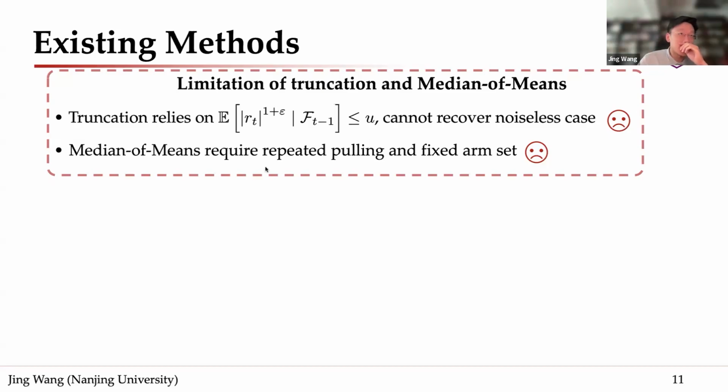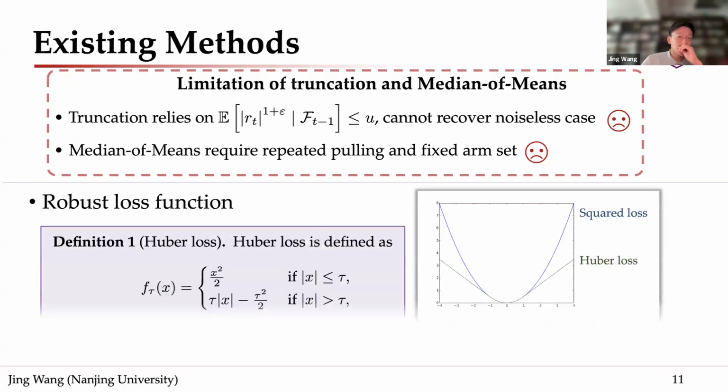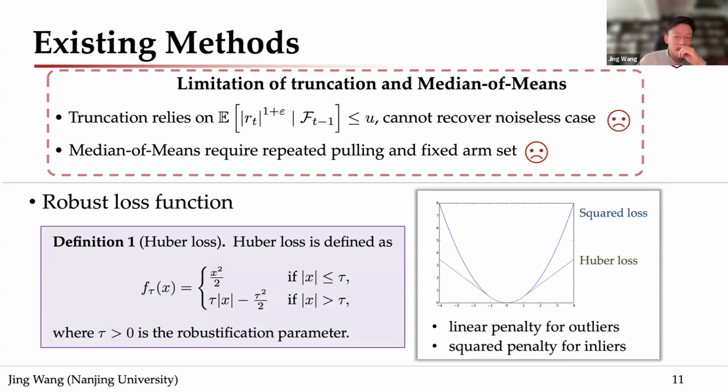And the median of means, as we just mentioned, needs to repeatedly sample an arm many times, but not in every case is the arm set fixed. It requires the arm set to be fixed and to have the ability to repeat the arms, but it will not work in many scenarios, which we will mention later. So this motivates the use of a more robust loss function.